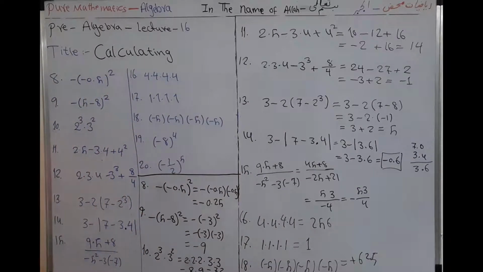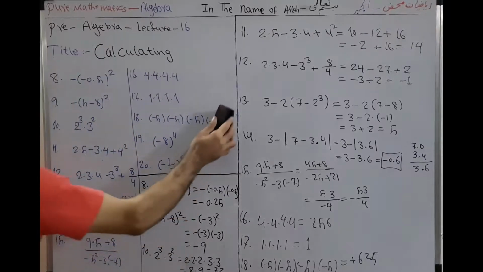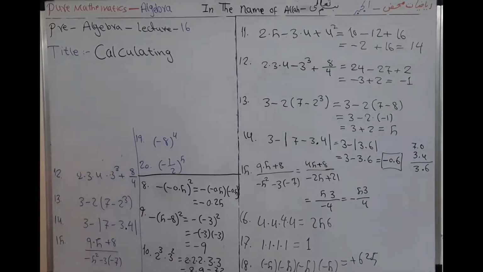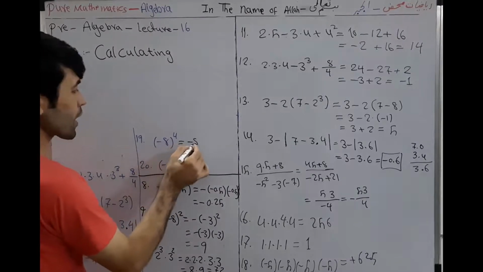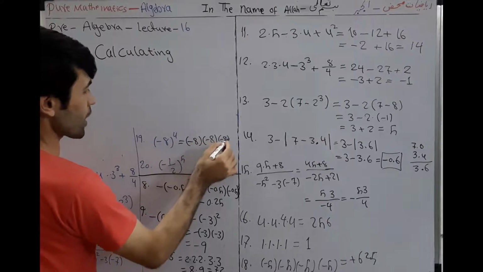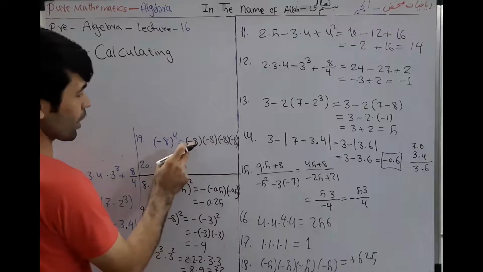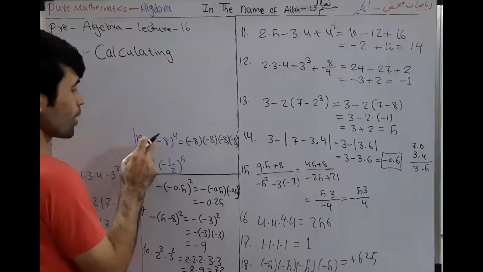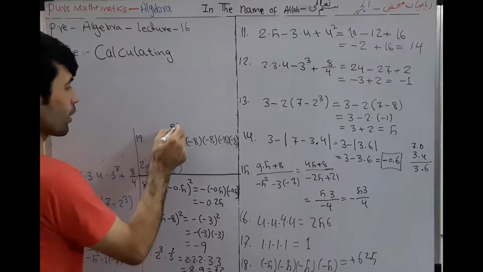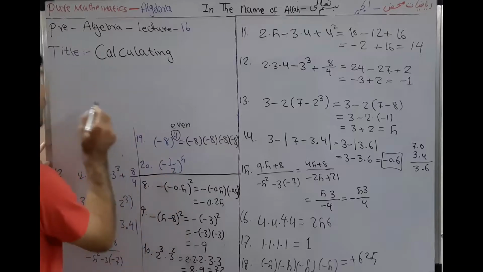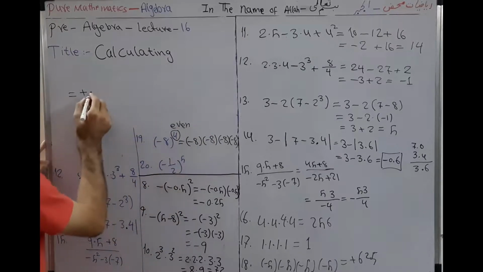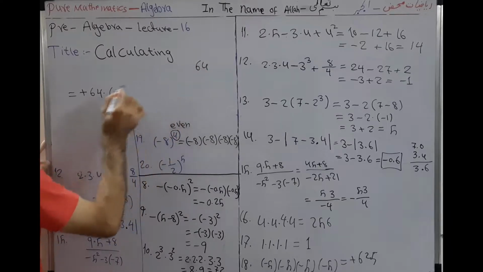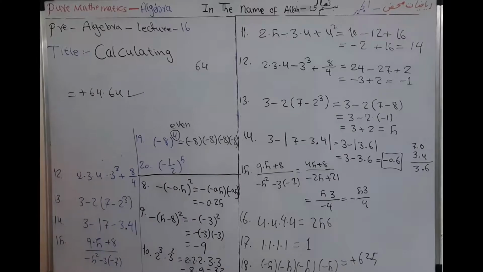Number 19: we want to write minus 8 multiplied by minus 8 multiplied by minus 8, how many times? 4 times. Minus multiplied by minus. Actually here we have minus 8 inside parentheses, but the exponent is an even integer, so the result will become positive. It is equal to plus 8 multiplied by 8, 64, multiplied by 8 multiplied by 8, 64. 64 multiplied by 64, you can multiply that, how much it will become.